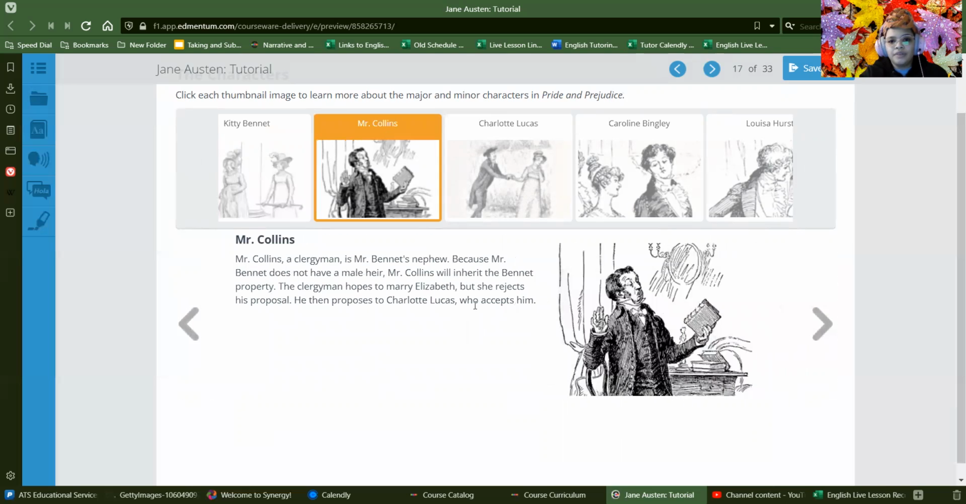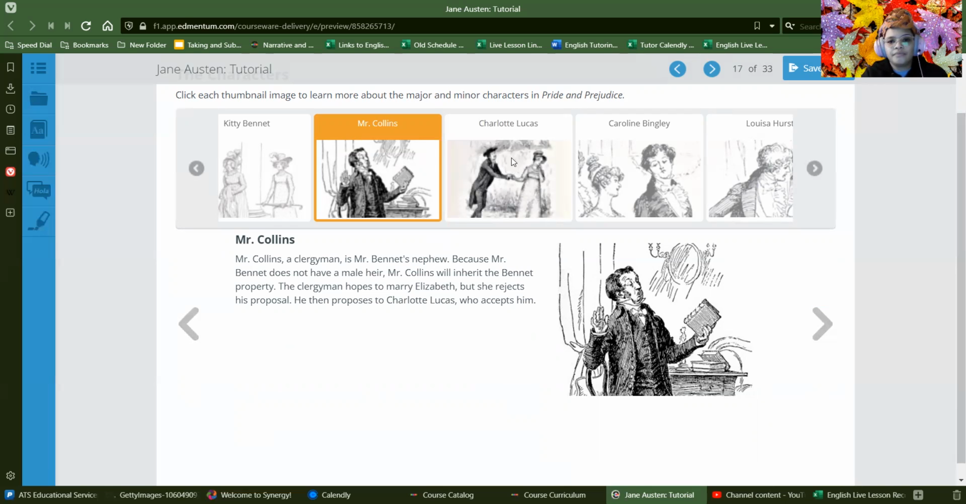Let's see. We have Mr. Collins, who is a clergyman and Mr. Bennet's nephew. So because Mr. Bennet doesn't have a male heir, Mr. Collins is going to inherit the Bennet property. And that's part of the reason why they have issues with the girls needing to get married. The clergyman hopes to marry Elizabeth, but she rejects his proposal. He then proposes to Charlotte Lucas, who accepts him.